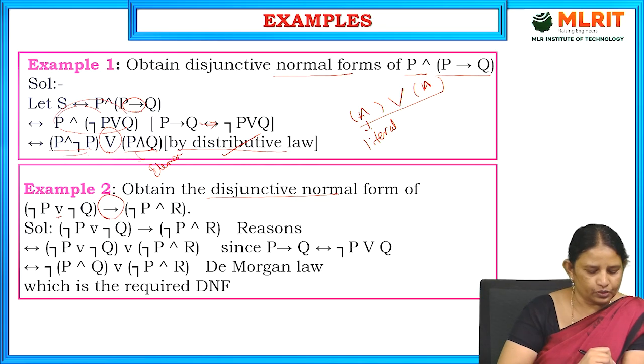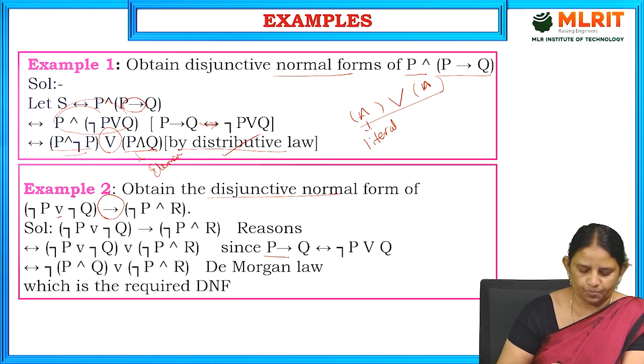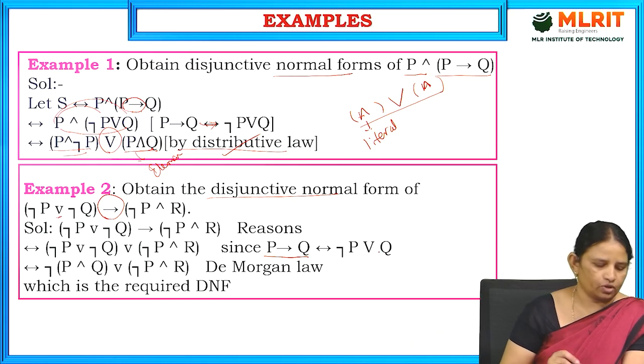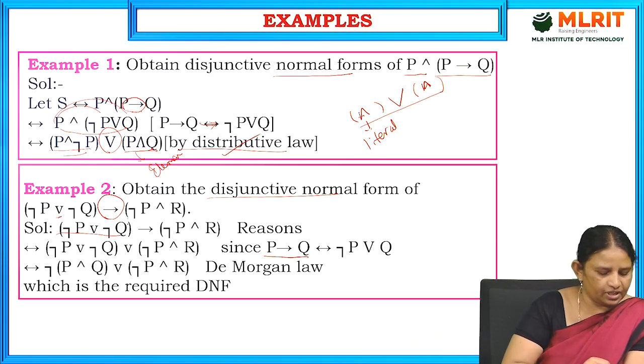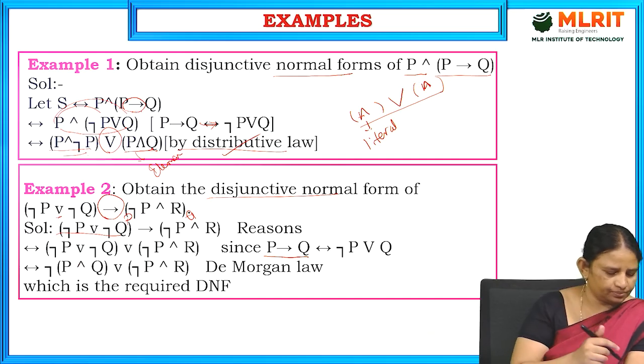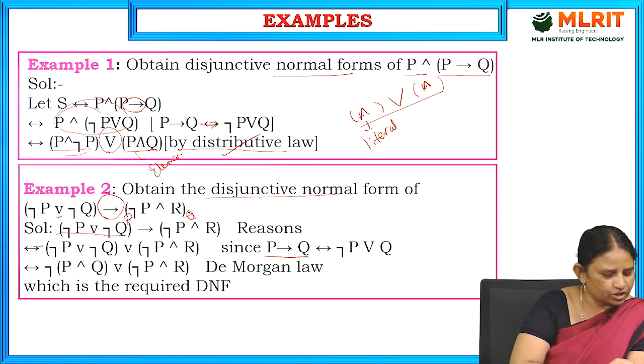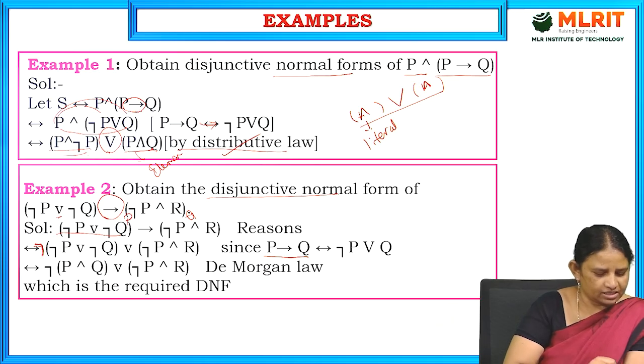First, we need to remove the implications for the given statement. What is the formula for implication? P implies Q is equivalent to negation P or Q. So this statement is considered as a P, and this statement is considered as a Q. Negation P, so we need to apply the negation. Negation P or negation Q. So we need to apply the negation for the proposition.